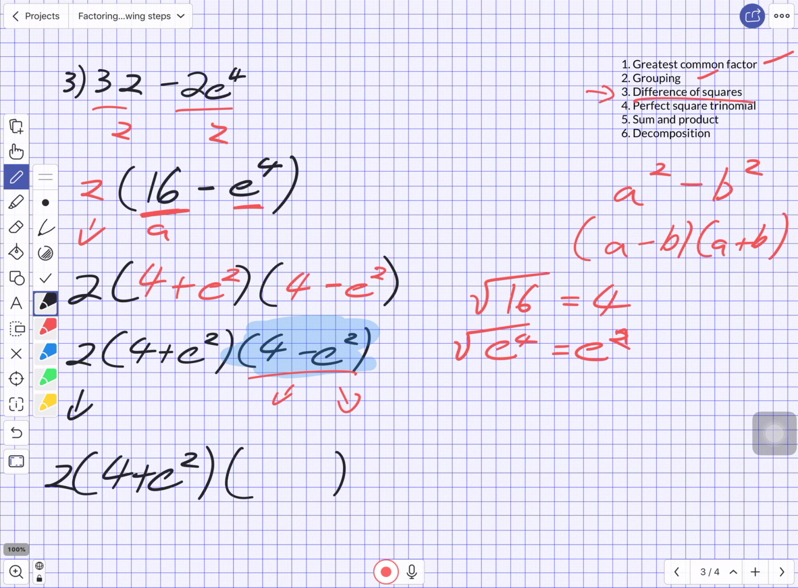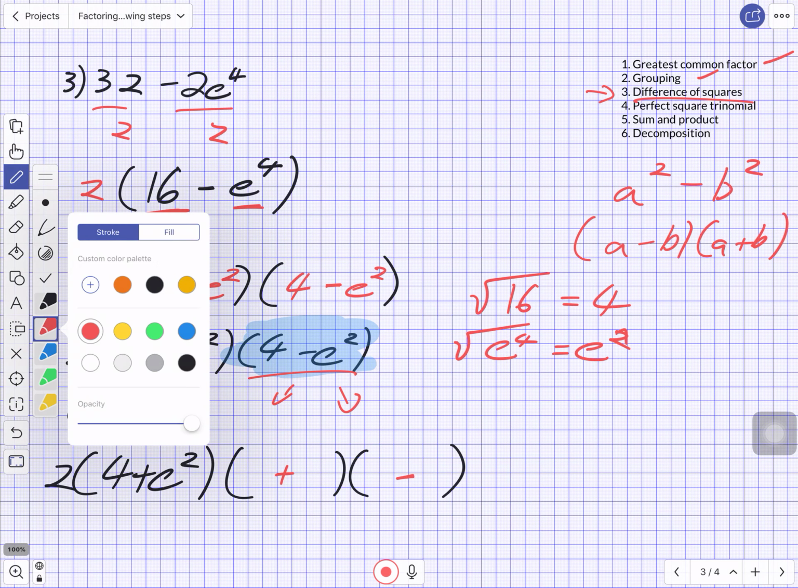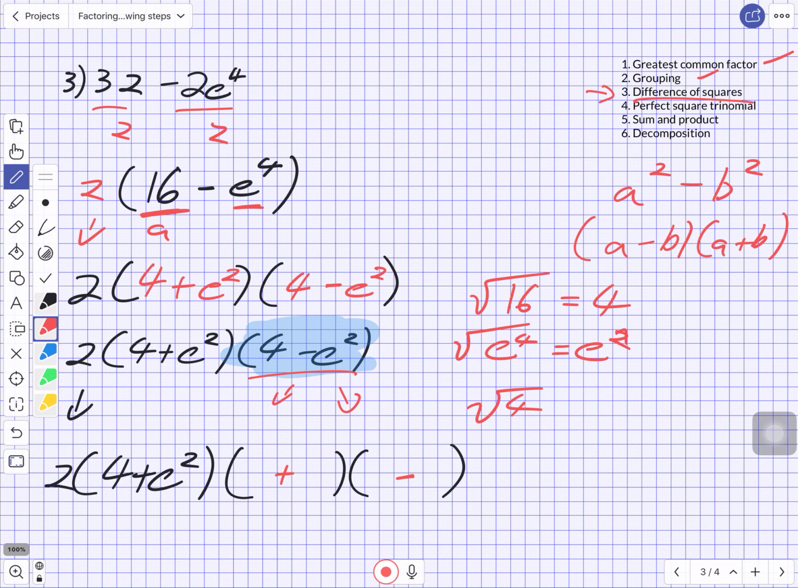Now, again, we're going to get two sets of brackets. One's going to have a plus. One's going to have a negative. And we just got to square root our terms. So what's the square root of 4? 2 minus e, and 2... What's the square root of the second term, sorry? E. E, very good. We get e and e.